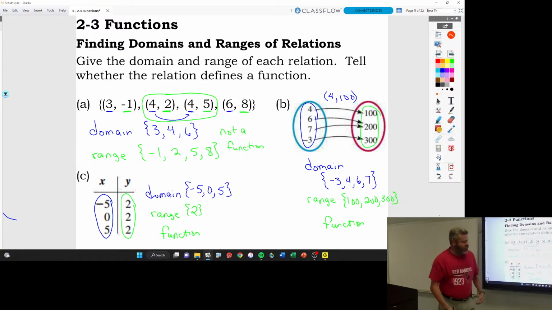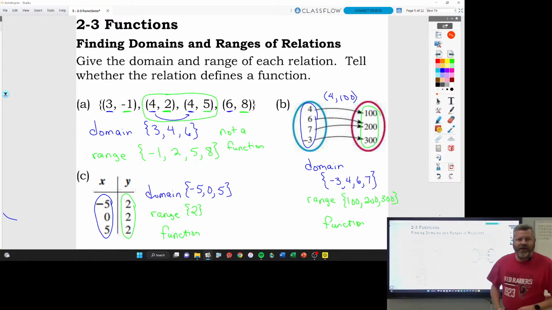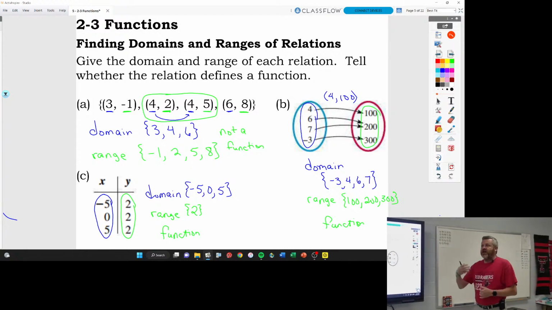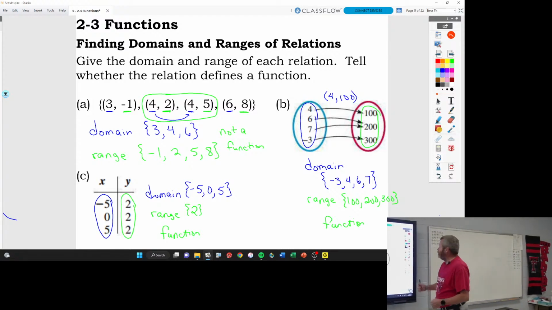So recall, for a function, x cannot repeat. The first value cannot repeat. The second value can.